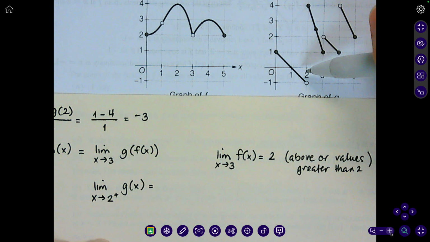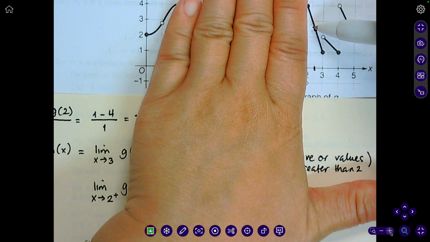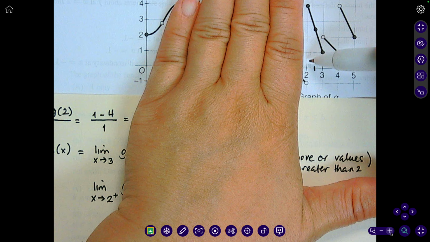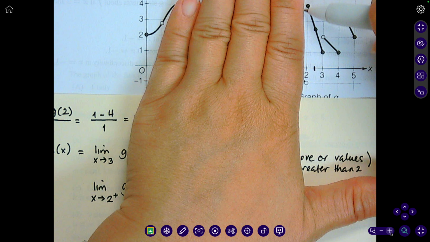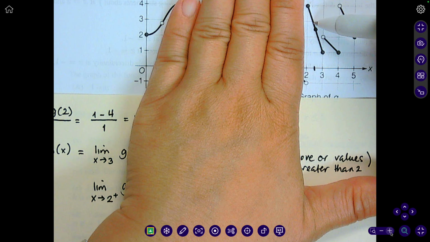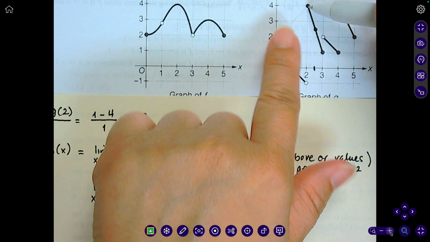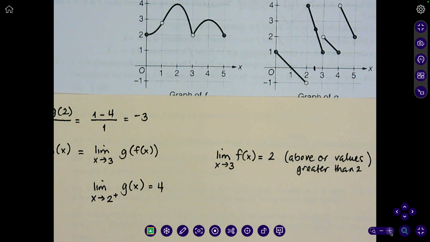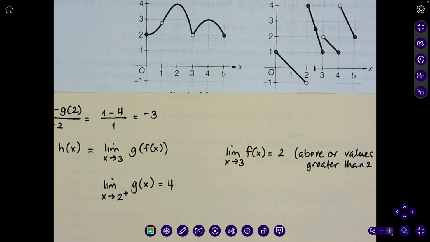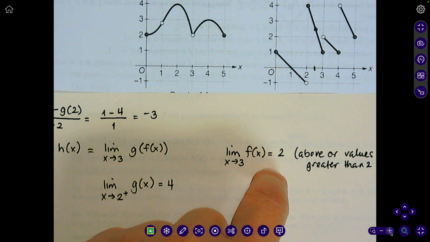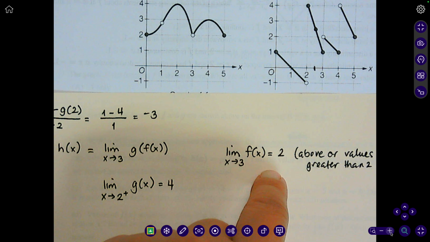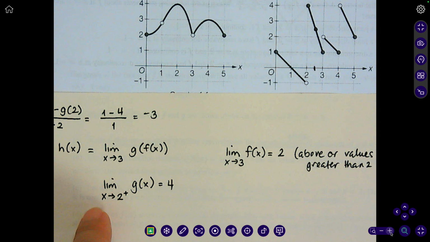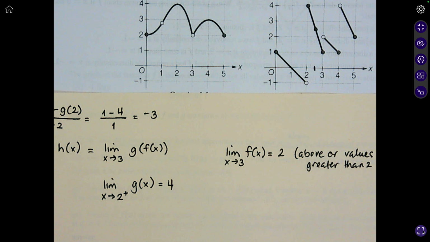So now you can look at x approaching 2, here's 2. But from the right of 2. You guys see that? So the graph closest to 2 on the right is this one. And you can see that the function is going up to 4. So my answer is 4. Questions on that? So that y value, once you find it, is the x value that you're going to put in to find the limit of function g. Okay? Questions on that?